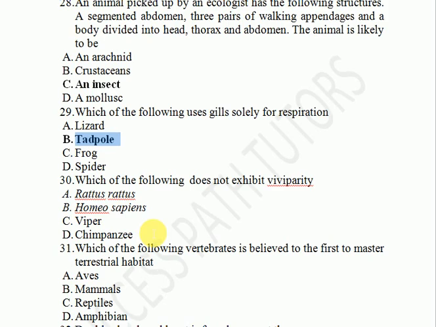Which of the following does not exhibit viviparity? Viviparity means giving birth to young ones alive. So rats give birth to young ones alive. Homo sapiens, which are humans, give birth to young ones alive. Chimpanzees also give birth to young ones alive, except for viper, which is a type of snake.